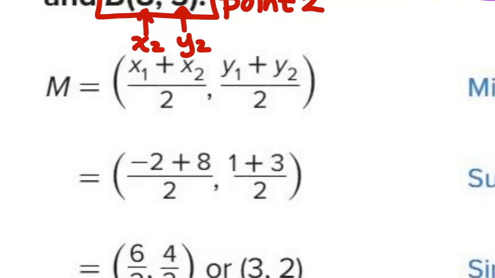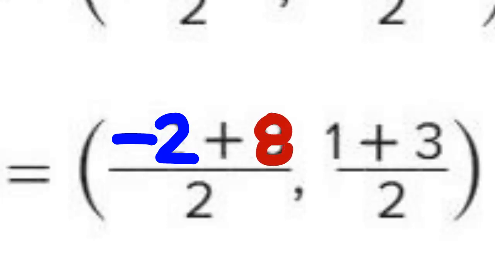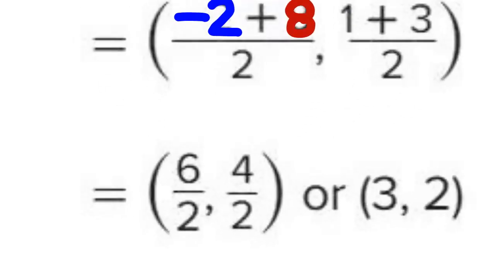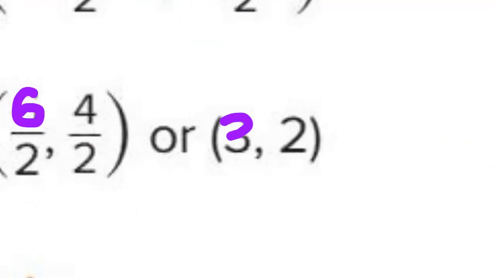I want to add my x's together. What was the first x, x1? -2. And I add that to the other x I had. What was x2? 8. So -2 plus 8. What do I get when I add -2 and 8 together? +6. And 6 cut in half, 6 divided by 2? 3. So the x part of the midpoint is 3.